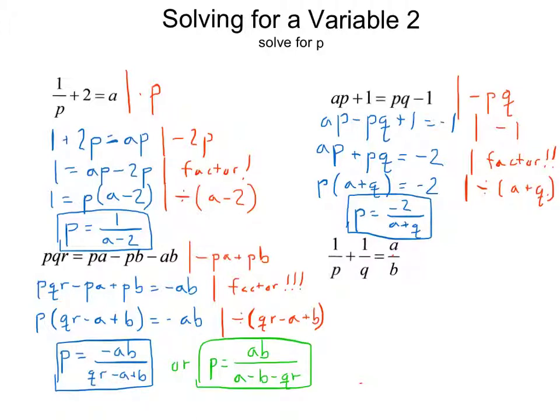See, here was the negative a that comes out in front as positive a because this negative ab became positive ab. The plus b became a minus b, and the positive qr became a negative qr. Either one of these is a perfectly fine way to present your answer. This is maybe a little bit preferred because it doesn't have a negative up top.